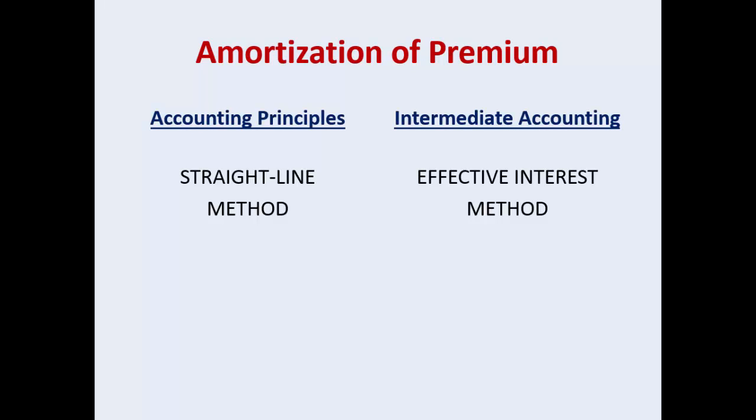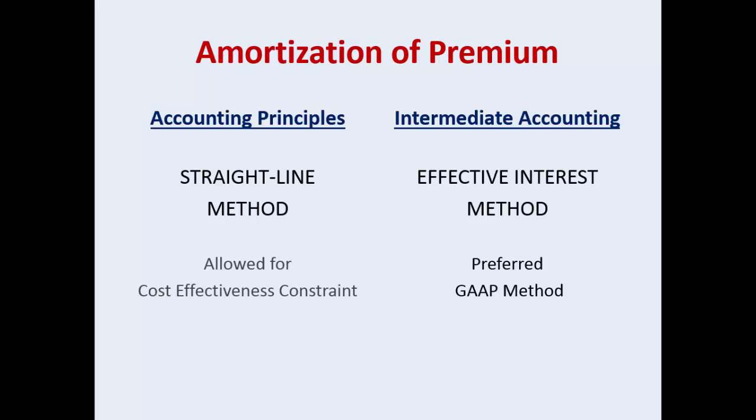Most accounting principles courses teach just the straight line method or introduce that into principles. Intermediate studies the effective interest method with a comparison to the straight line. The effective interest method is actually the preferred GAAP method, although it is allowed to use a straight line for the cost effectiveness constraint.